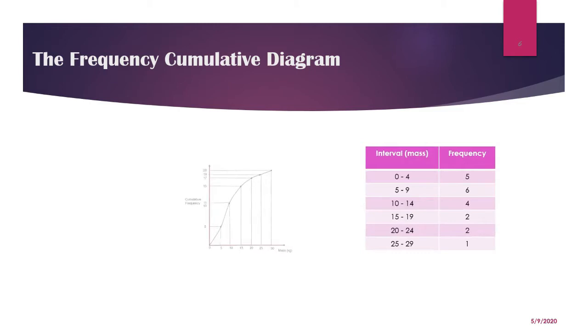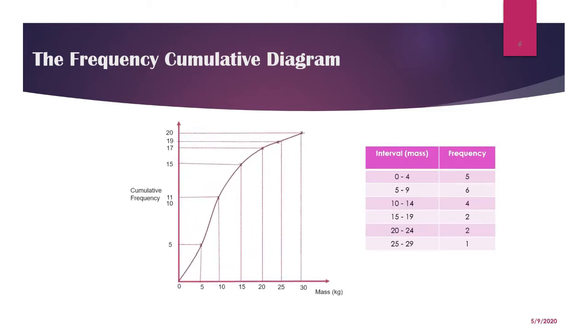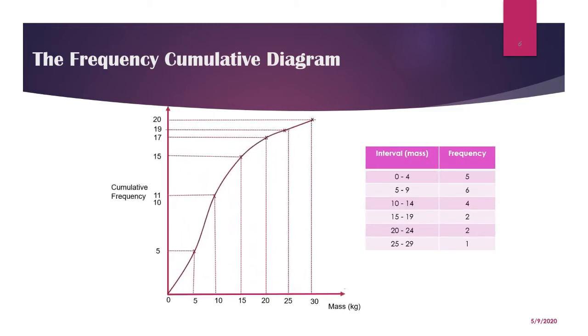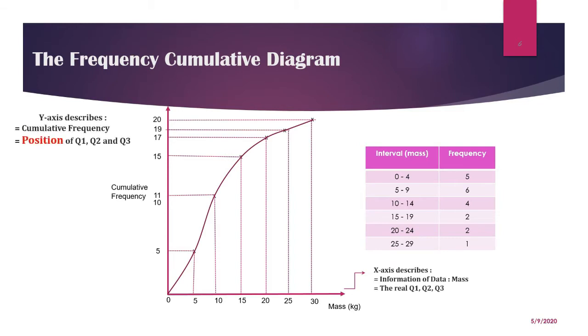Okay, we are going to describe the cumulative frequency diagram. Based on the data, we can draw a diagram, you can see on the screen. The x-axis describes mass, and the y-axis describes cumulative frequency or position of Q1, Q2, and Q3. The minimum is 0, and the maximum frequency is 20.